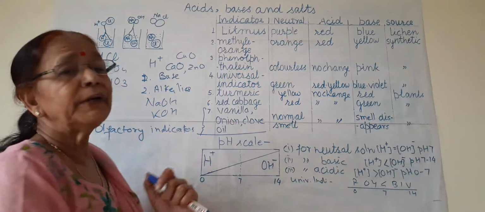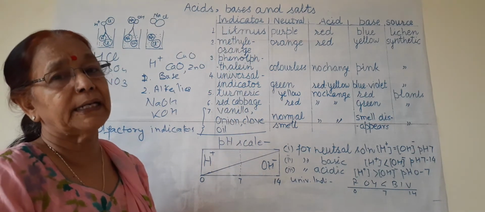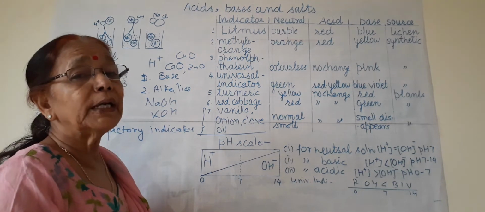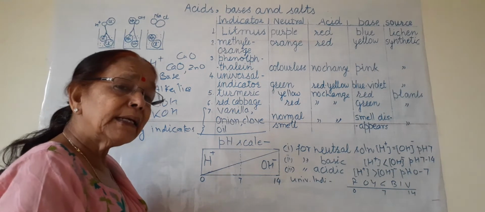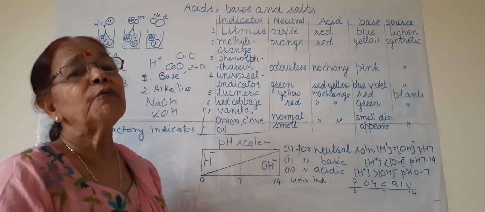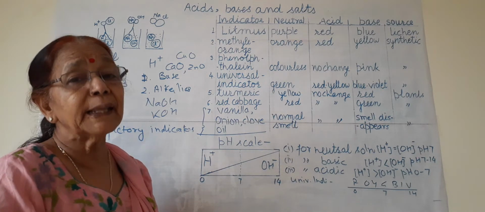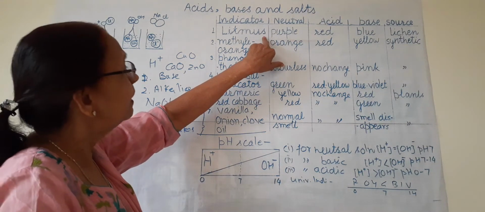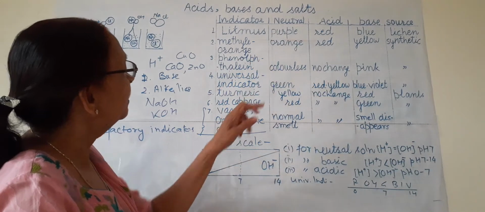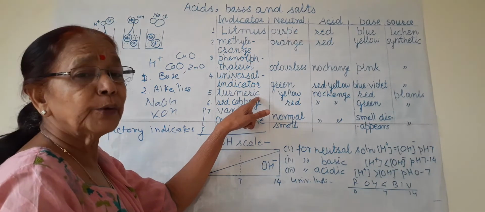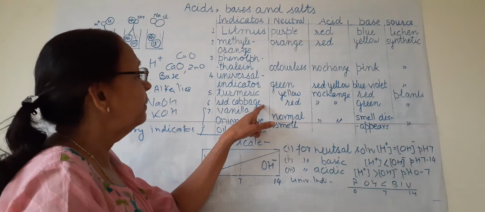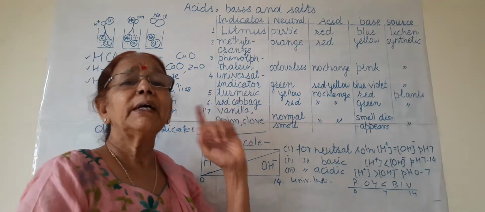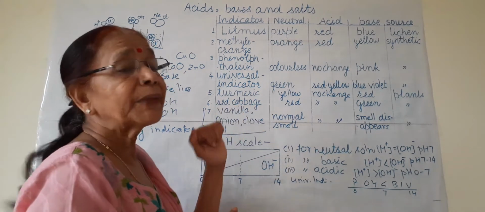The second type of indicators, they are the color indicators. They change their color when acid or base are put in them. And these color indicators are also of two types. One are natural and other are synthetic. So natural are lichen, this litmus paper is the natural indicator, and this turmeric, you know, haldi, then red cabbage extract. You know the cabbage, it is green in color, but nowadays we have red cabbage also. So this will give red extract.